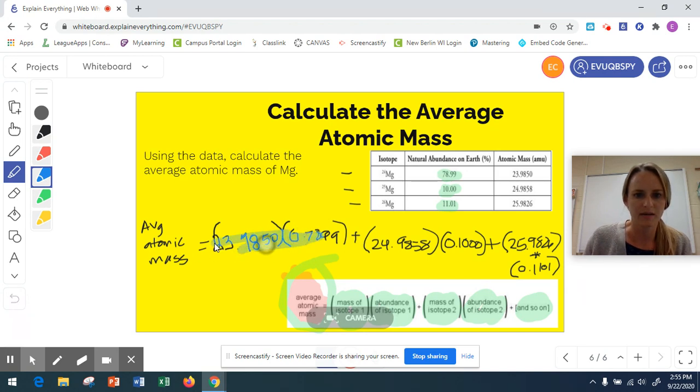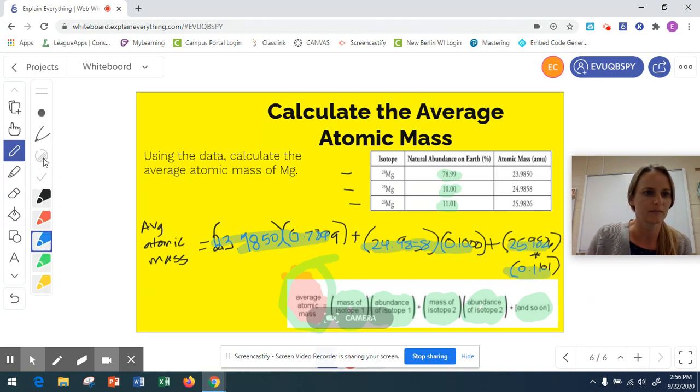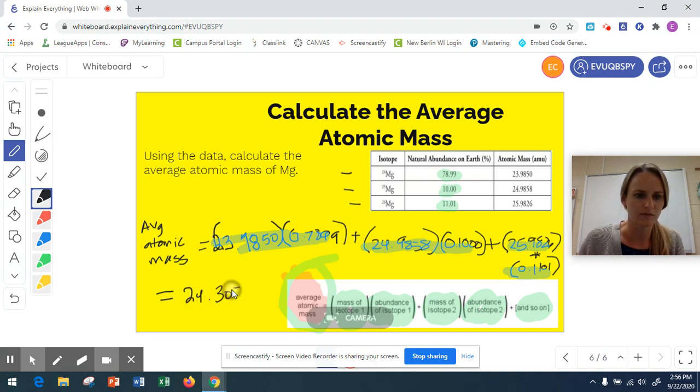All right, and so when we go through, it's a little bit slow here. When we take that abundance times the mass of isotope 1, mass of isotope 2 times its abundance, and then mass of isotope 3 times its abundance, we end up with an answer, and I already plugged this into my calculator. We end up with an answer of 24.305 AMU, or atomic mass units. Okay, and so this then is the average atomic mass. It's not a pure average because it's incorporating the abundance of each of the isotopes.